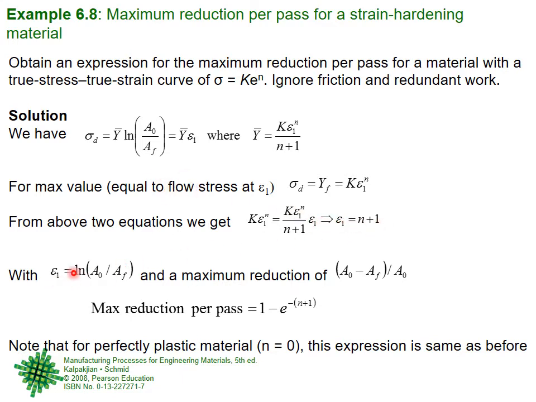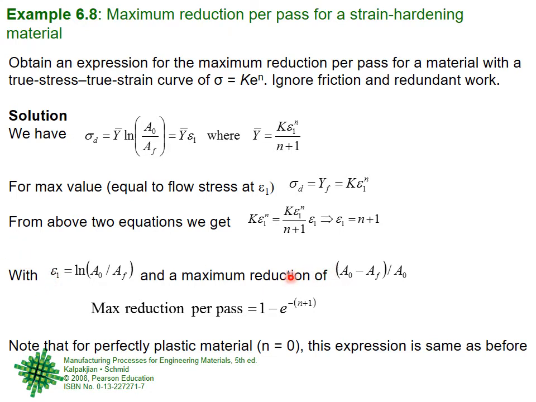Now ε1 is ln A0 by Af, right? Maximum reduction, of course, is (A0 minus Af) upon A0. So the maximum reduction per pass, this again, remember, when you do A0 upon A0, it is 1 minus Af upon A0, isn't it? So from here, if you take ln, right, e raised to this, so e raised to ε1 will be A0 upon Af, and opposite of that, Af upon A0, because from here it will be Af upon A0. So opposite of that will be the e raised to ε1 upon that, right?